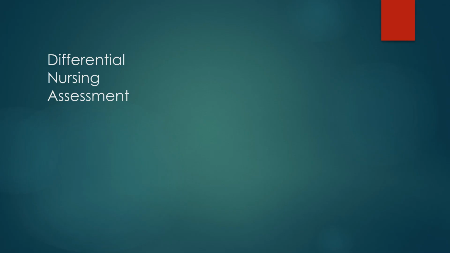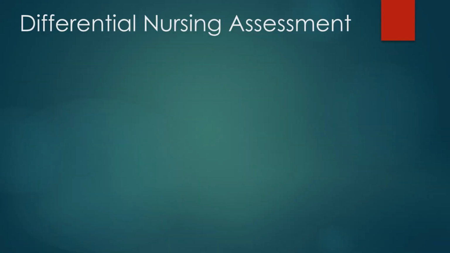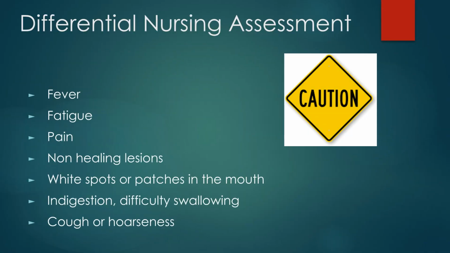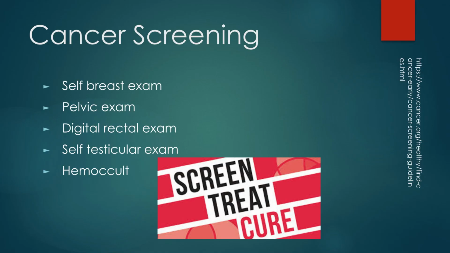Differential nursing assessment involves recognizing abnormal signs and symptoms. These include lumps, changes in moles, unexplained weight loss, and changes in bowel or bladder habits. Other symptoms to watch for include persistent fever, fatigue, pain, non-healing lesions, white spots in the mouth, and difficulty swallowing or hoarseness. Cancer screening methods include self-exams like breast and testicular exams, as well as clinical procedures such as pelvic exams, digital rectal exams, and hemoccult testing.